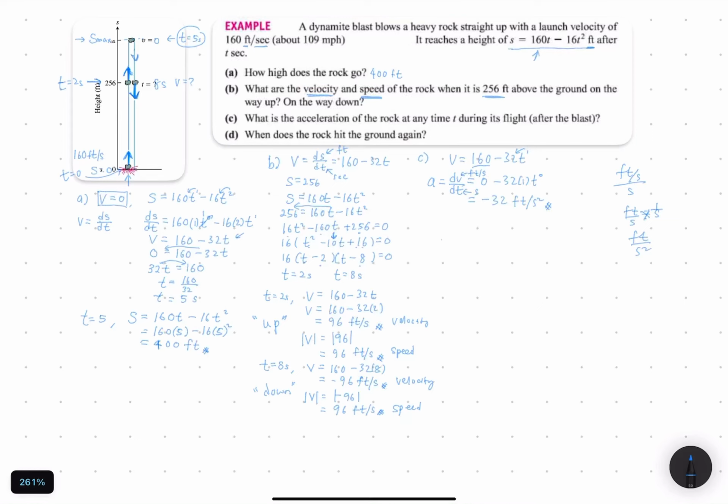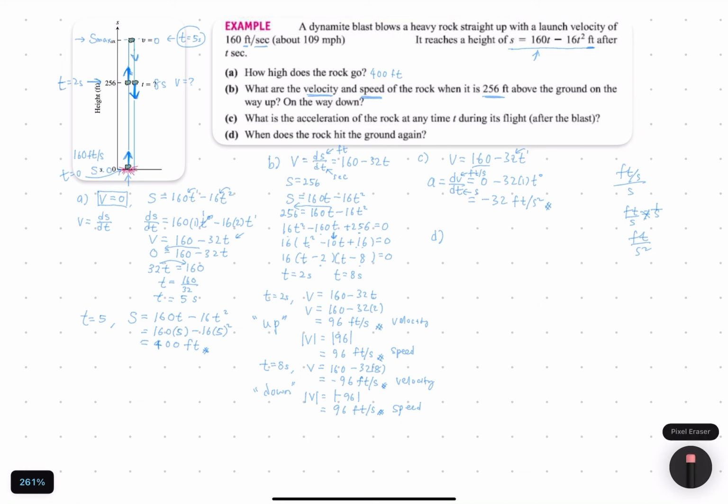Okay, and then now we move to the last question, D. The question D asks, when does the rock hit the ground again? So you see it was traveling the full path going upwards and it will come back down to the ground. When they say "when", they want to know the time.